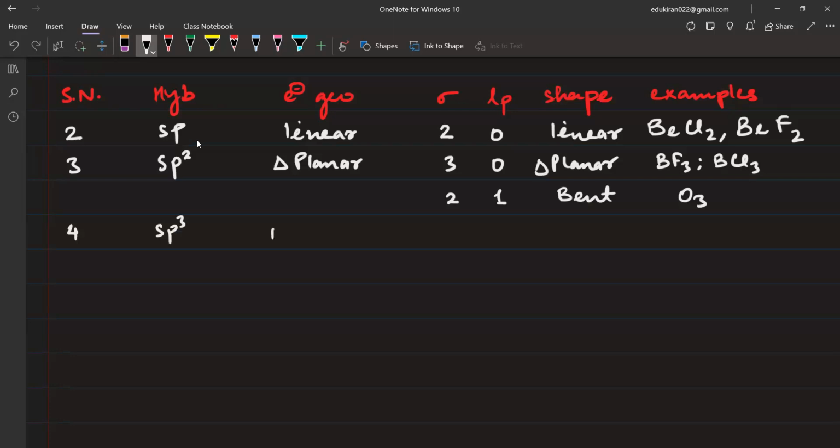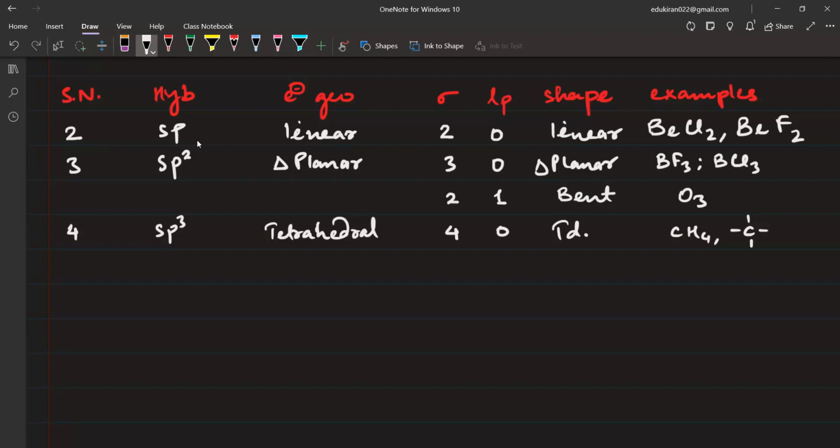And the electronic geometry in this case is tetrahedral. Sigma bond 4, lone pair 0. And the shape in this case will be also tetrahedral. And we write TD as short for tetrahedral. Examples are CH4, a good example. And if you have carbon with 4 single bonds, any carbon with 4 single bonds, it is going to have what? It is going to have the same hybridization.